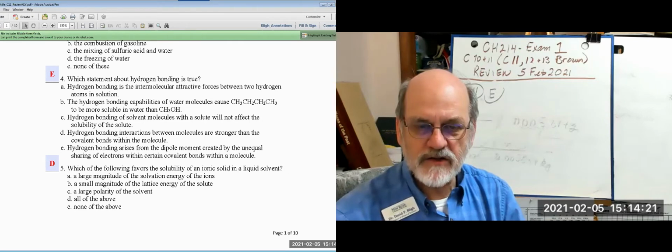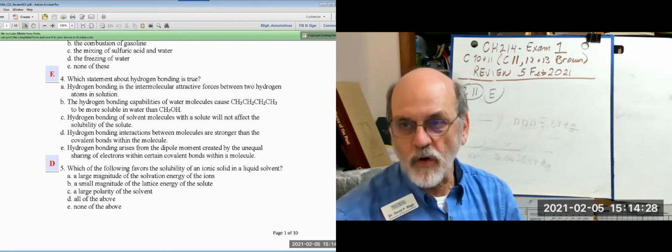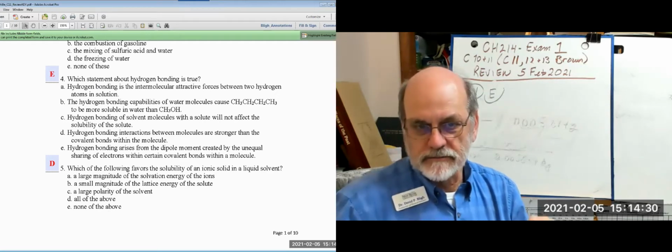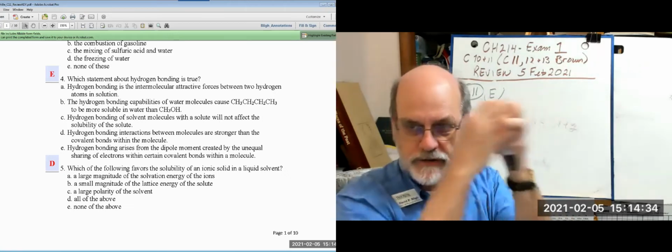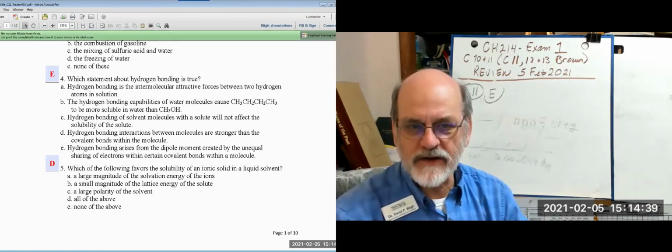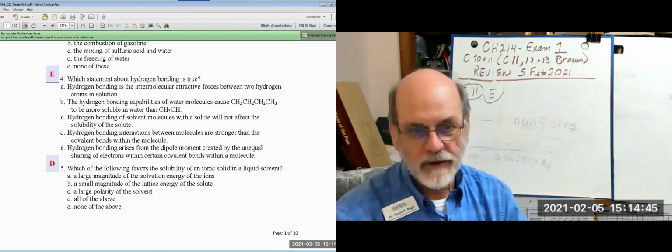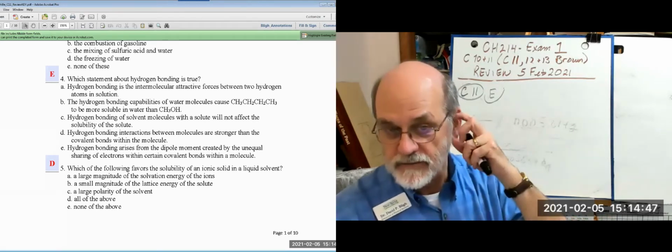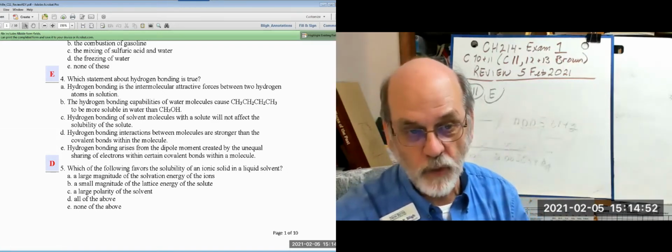Hydrogen bonding interactions between molecules are stronger than the covalent bond within the molecule. That's false. Covalent bonds are the strongest, and they hold molecules together so that they can act as single units. Hydrogen bonding arises from the dipole moment created by an unequal sharing of electrons within certain covalent bonds within a molecule. That's as true as you can get without adding any more detail. So E is the answer to 4.